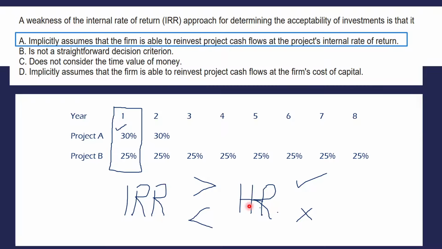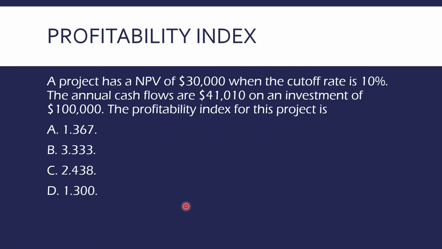Compare the IRR to the hurdle rate. If the IRR is greater than the hurdle rate, well and good. If the IRR is less than the hurdle rate, okay, that is not profitable enough. Okay? The last tool that we will talk about is the profitability index.